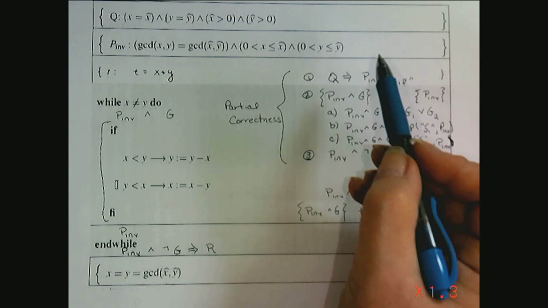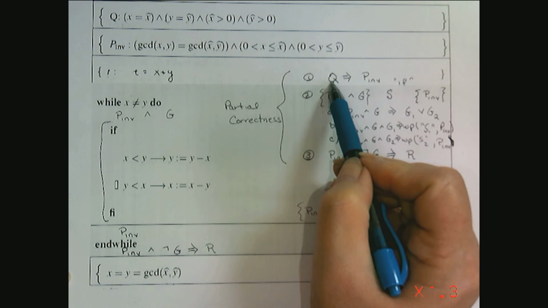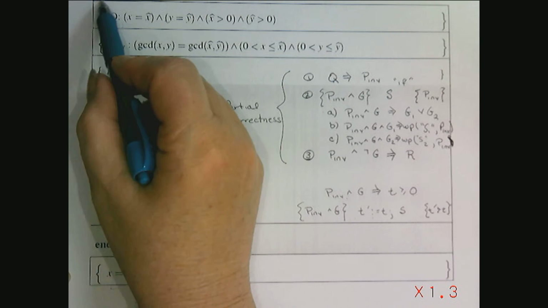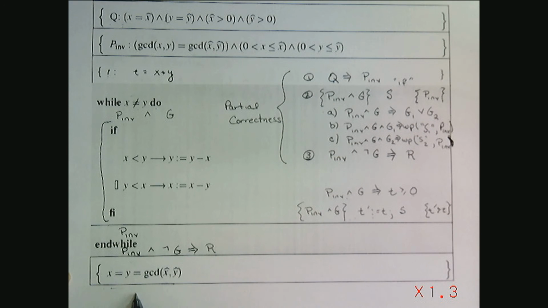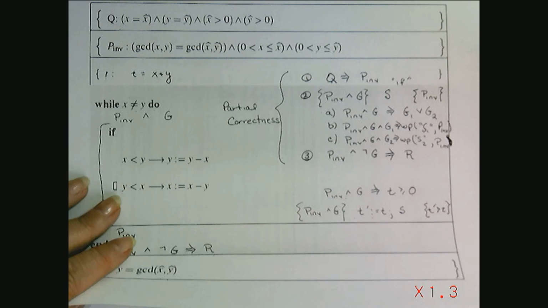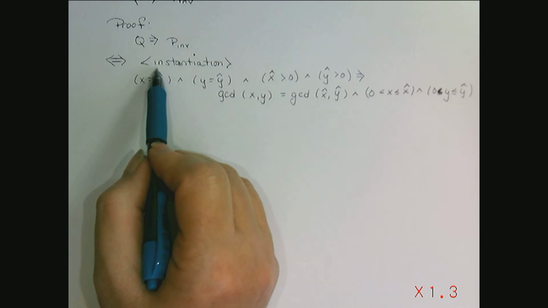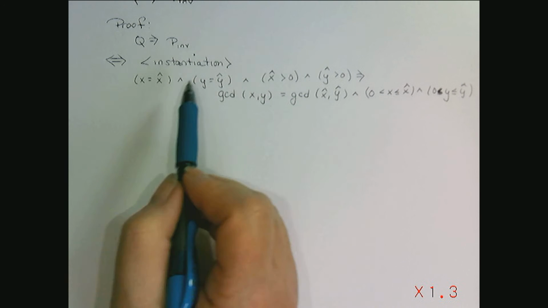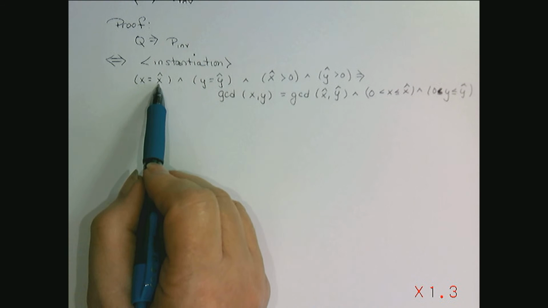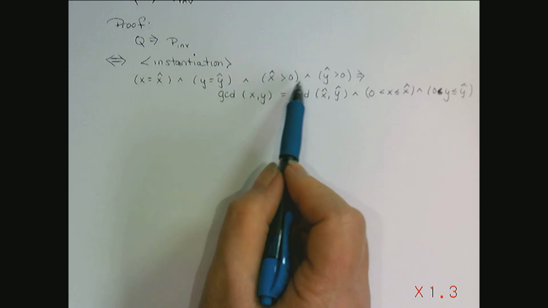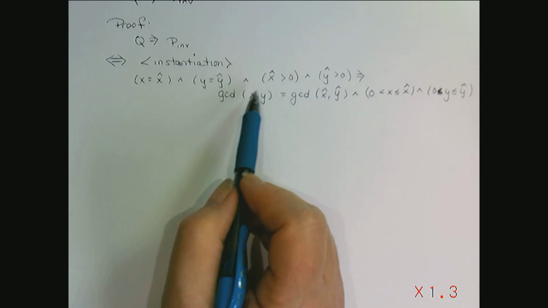In this video, I want to show that the weakest precondition implies the invariant holds, so that we can start proving this program segment correct. So, the first thing I need to do is instantiate. And the invariant was that x is equal to x hat and y is equal to y hat, and both of the inputs are positive.